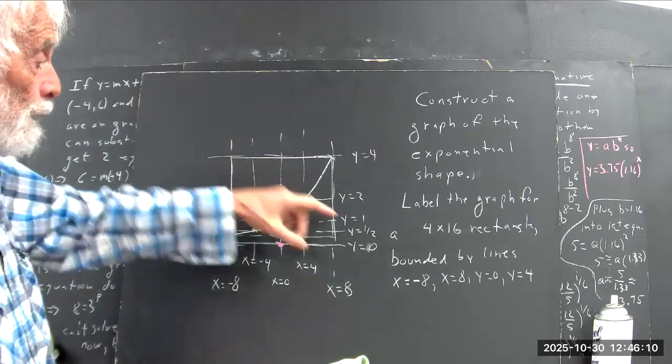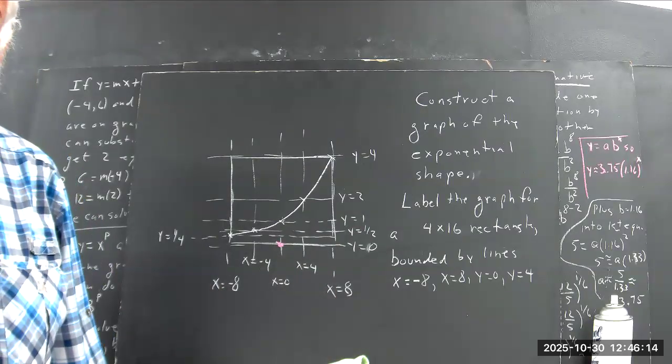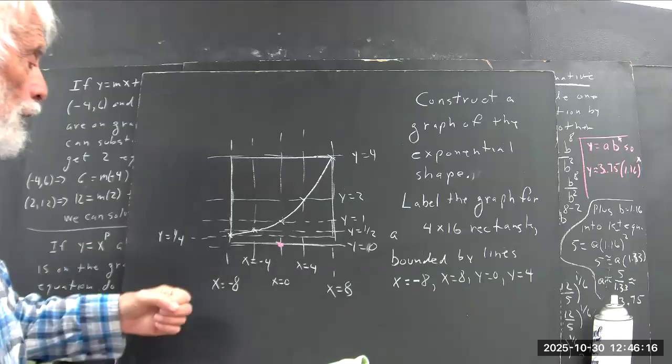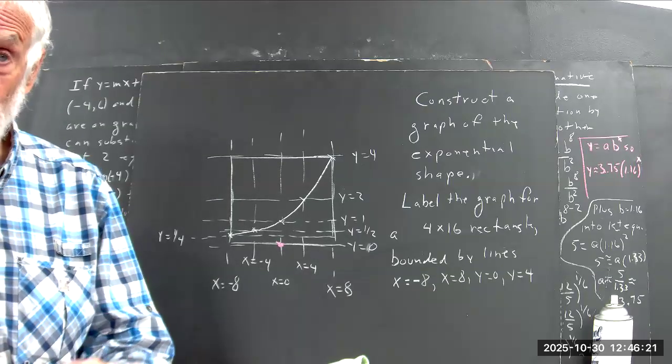And it doesn't matter what our values of y are. Y can have any value. But our doubling time is 4 units. Does that make sense?